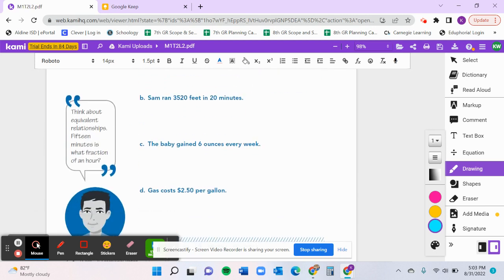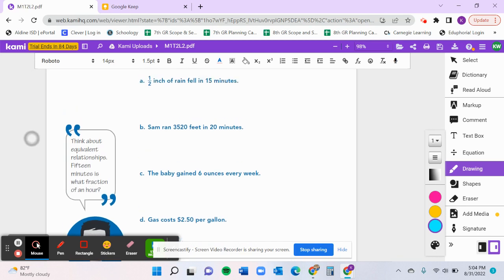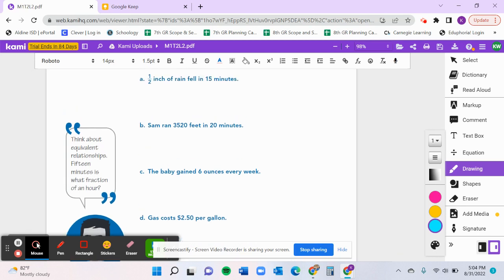Part C. The baby gains 6 ounces every week. Here you can think, how many ounces make a pound? And part D. Gas costs $2.50 per gallon. Pause here and answer A, B, C, and D.